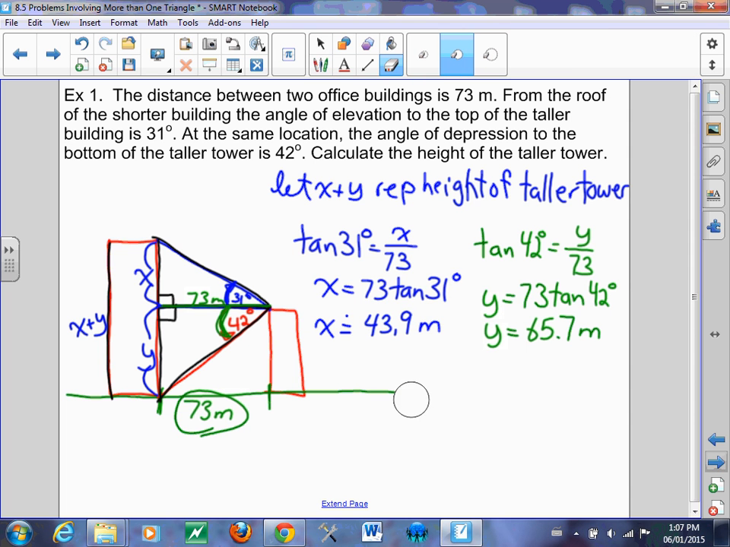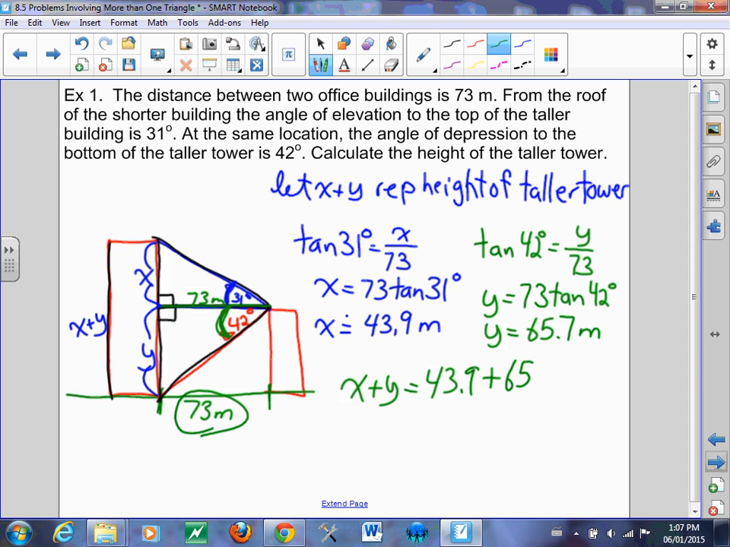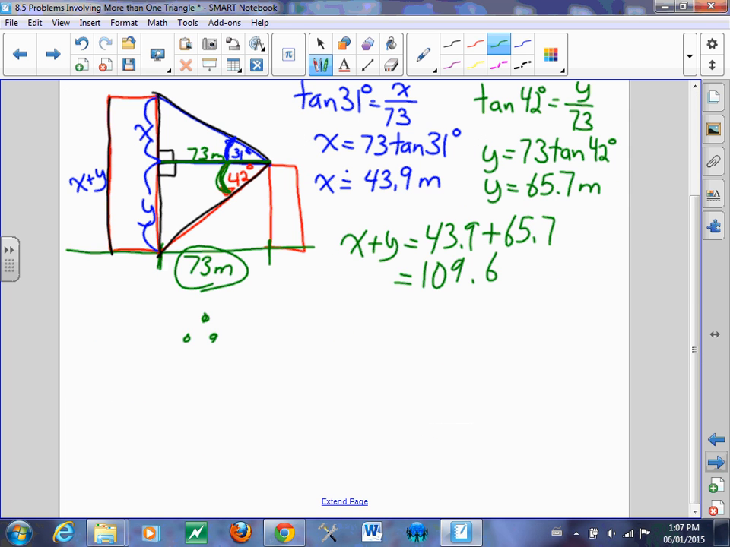We need to finish the question. So what we need to remember to do is go x plus y equals 43.9 plus 65.7, and that's going to equal 109.6. And a therefore statement because it's a word problem. So therefore, the taller building or taller tower is 109.6 meters. Cool.